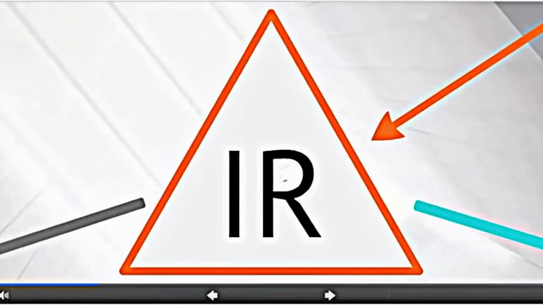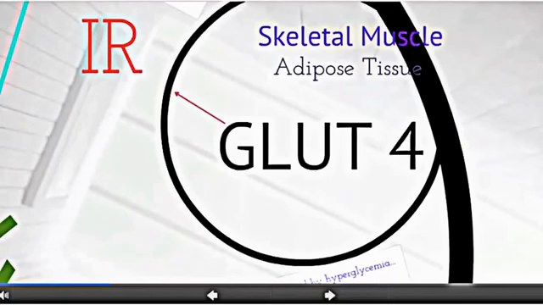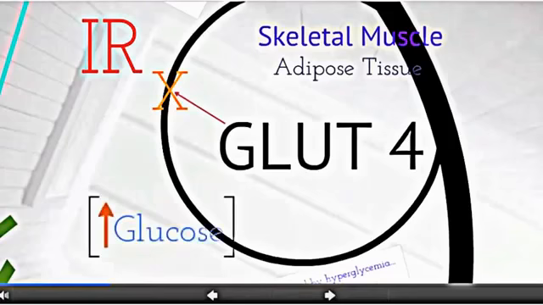Insulin resistance in type 2 diabetes is a post-binding abnormality in which skeletal muscle and adipose tissue's normal response to insulin is interrupted. Consequently, glucose transporter 4 remains in the cell's intracellular compartments, and in return causes an increase in the amount of glucose in the blood.